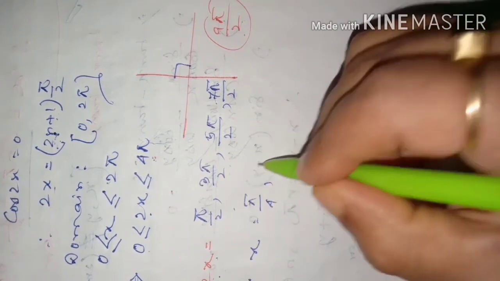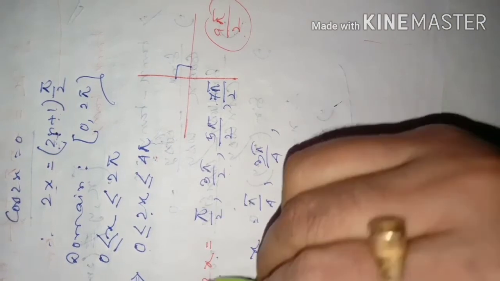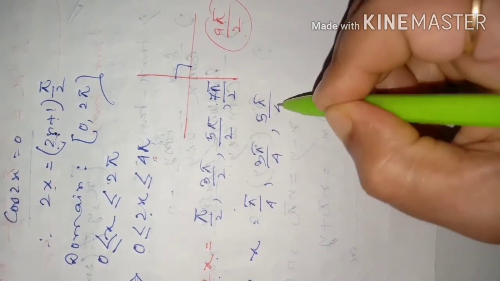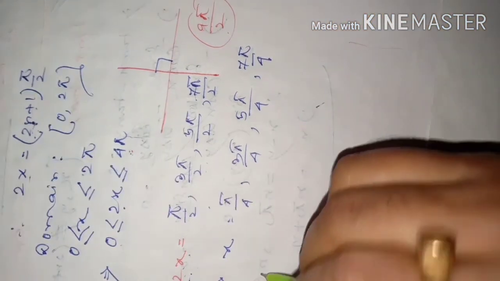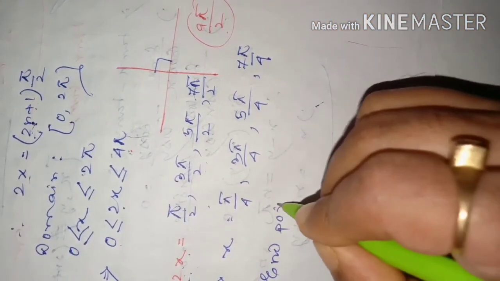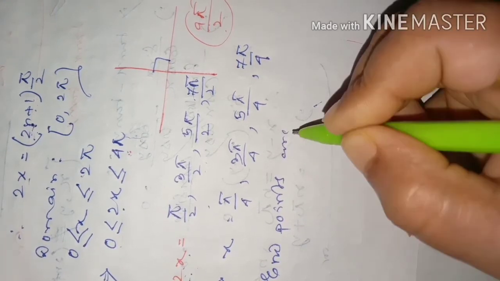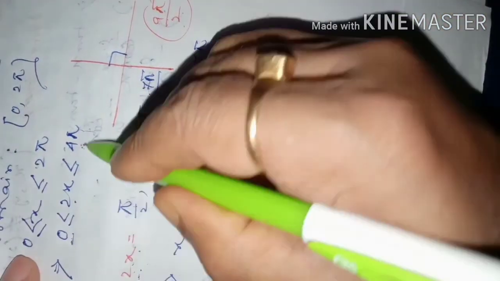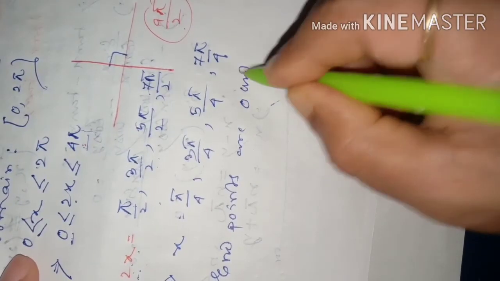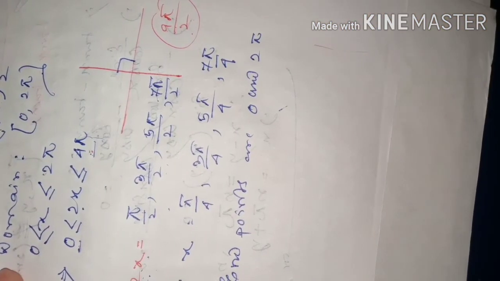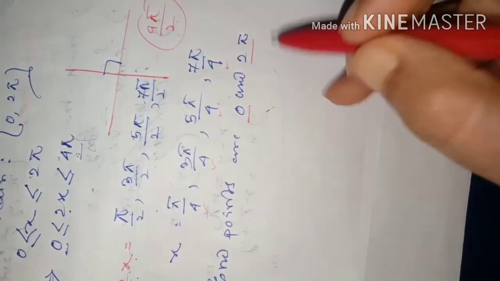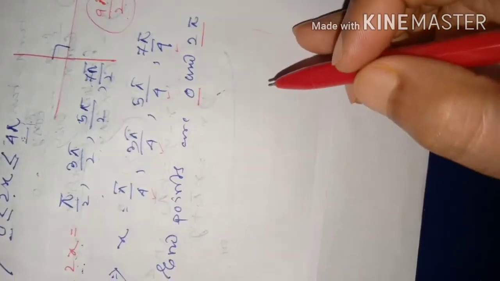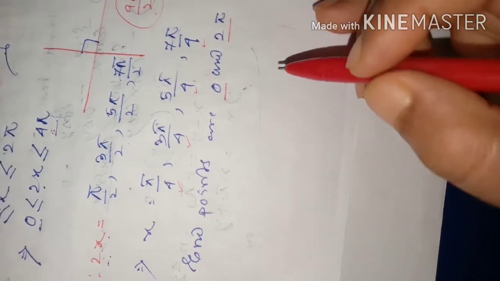If 2 comes here, it will be 3 pi by 4. If 2 comes here, it will be 5 pi by 4. And if 2 comes here, it will be 7 pi by 4. And the endpoints are, what are the endpoints? 0 and 2 pi. So at all these points, 0, 2 pi, all these points, we need to check the value of the function to know the points at which it can give the maximum value.